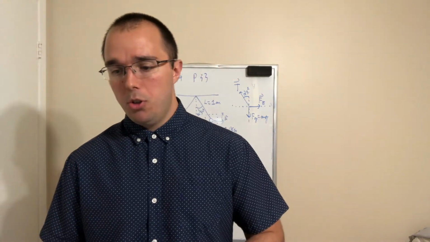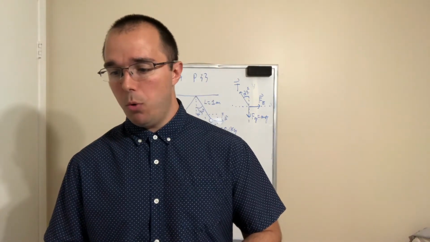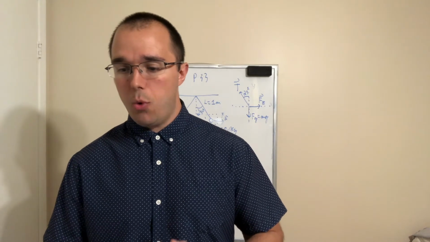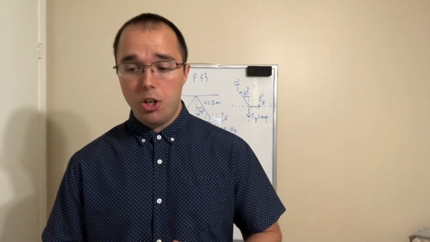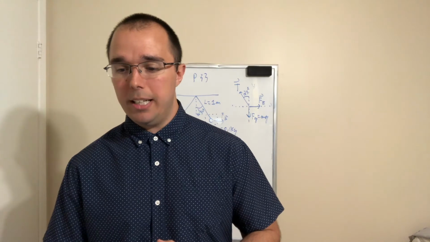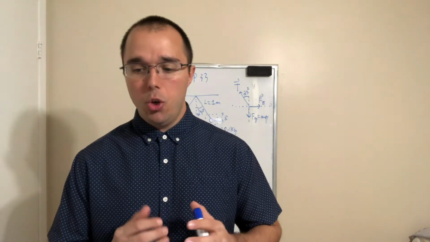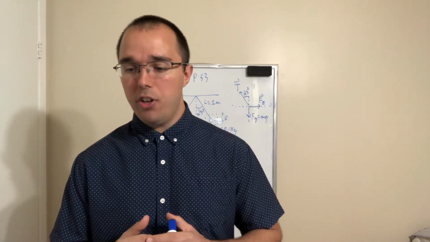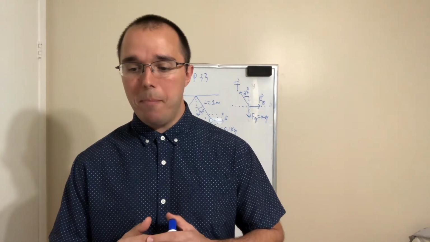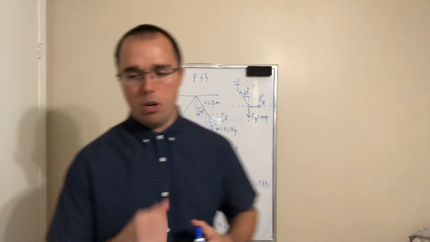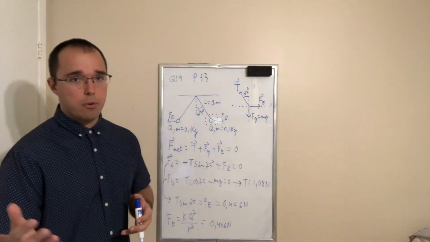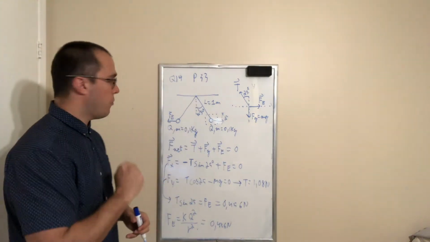Question 14. Two small balls, each of mass 0.1 kilogram, are attached to silk threads 1 meter long, which are in turn tied to the same point on the ceiling, as shown in the figure. When the balls are given the same charge Q, the threads hang at 25 degrees to the vertical. What is the magnitude of Q? So hint, draw a force diagram. I always draw a force diagram, but just to make sure you don't forget.